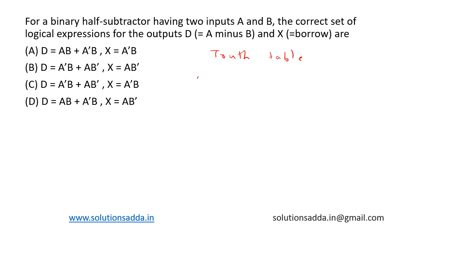We have inputs A and B, and D means difference, which is equal to A minus B, and X is equal to borrow. We have 0 0, 0 1, 1 0, and 1 1.